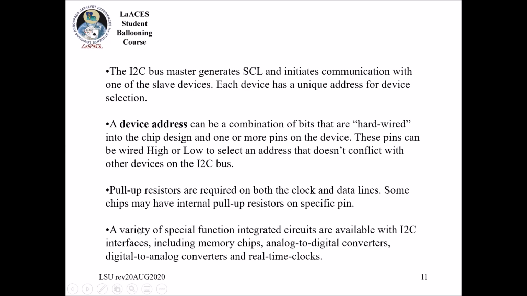A variety of special function integrated circuits are available with I2C interfaces, including memory chips, analog to digital converters, digital to analog converters, and real-time clocks, as well as temperature sensors. Just something simple like a digital temperature sensor, those typically can use I2C. And you can have multiple ones. So if you wanted to monitor an entire system with I2C digital temperature sensors, you can do that with this, and you would only need 2 wires to your system.